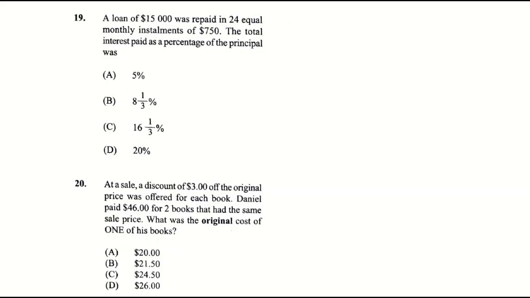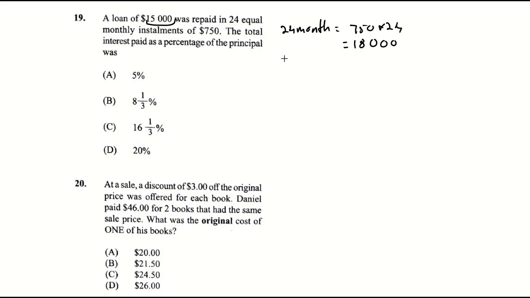A loan of 15,000 was repaid in 24 monthly installments of 750. The total interest as a percentage of the principal was. So first off, let's see how much he has to pay. So for his 24 months, it is going to be 750 multiplied by 24. You just say 75 multiplied by 24 and then add a 0 to it, okay, guys? Which would be 18,000.